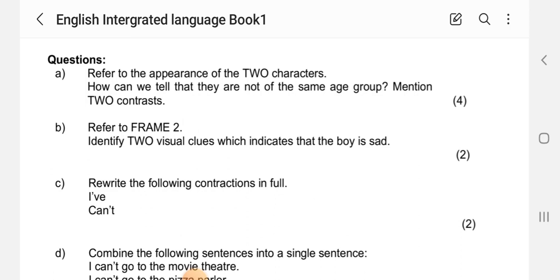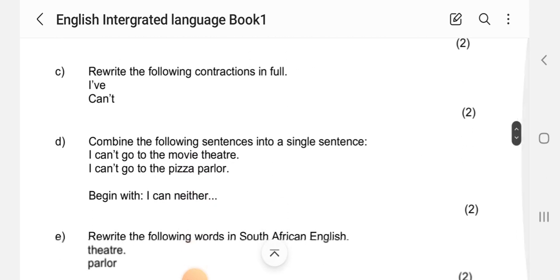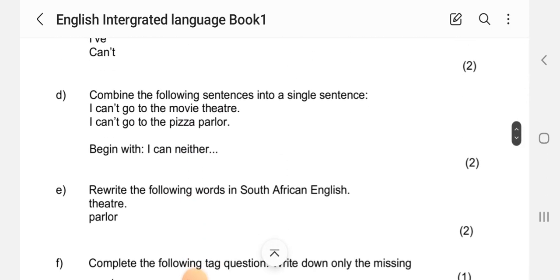I've is I have, and can't is cannot. Okay, I have, and the next one is cannot. And then in D, combine the following sentences into a single sentence. I can't go to the movie theater. I can't go to the pizza parlor.